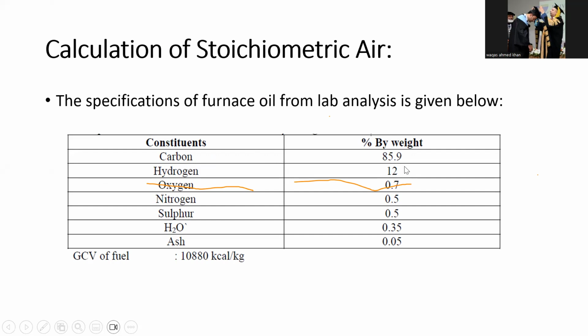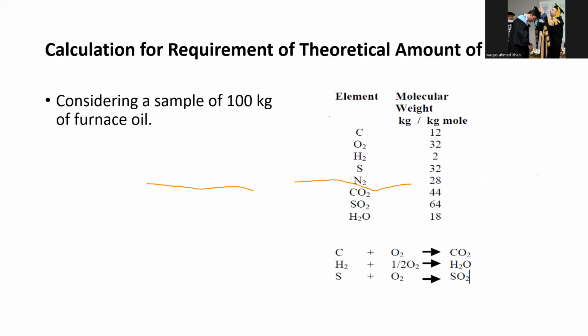85% is carbon and the rest is hydrogen. 12% oxygen is already present, 0.7. At the end we have to subtract this already present oxygen, then nitrogen, sulfur, water and ash content. We select a basis of 100 kilograms of our furnace oil, and the molecular weights of all the ingredients present in that fuel oil are written here. It's 12 for carbon, 32 for oxygen, 2 for hydrogen, 32 for sulfur, and the rest are 28, 44, 64, and 18.